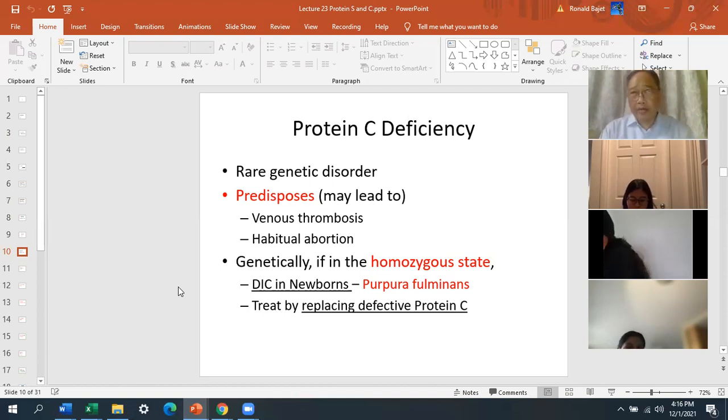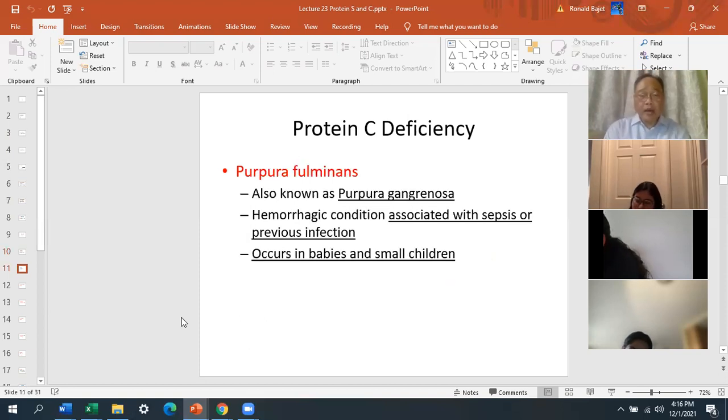Okay, and you find out if you're deficient in protein C in prenatal testing. So if you're lacking protein C, that's a cause for concern, because if you lack protein C in the homozygous state, for example, then you can get this purpura fulminans. So you replace the bad or missing protein C. Another name for purpura fulminans is purpura gangrenosa. It's a hemorrhagic condition, and it's associated with sepsis or previous infection. And this occurs in babies and small children. It's a protein C deficiency.